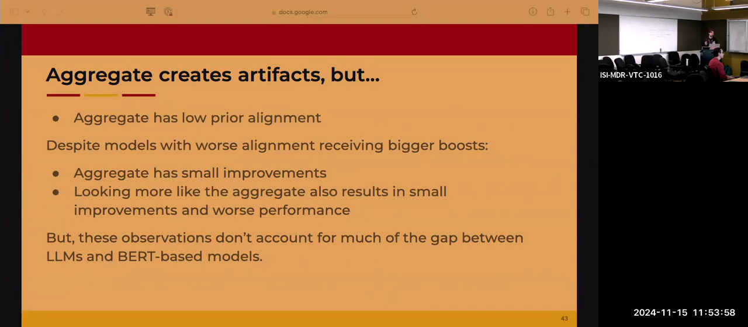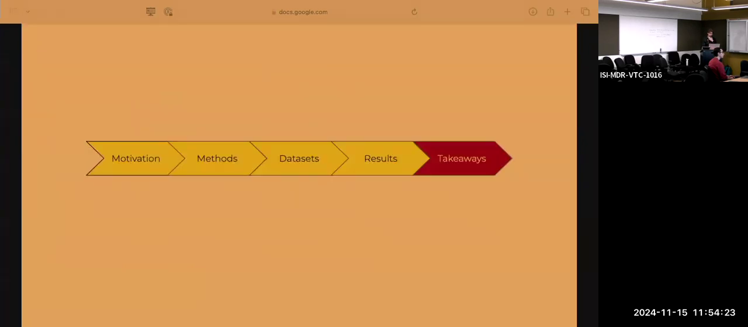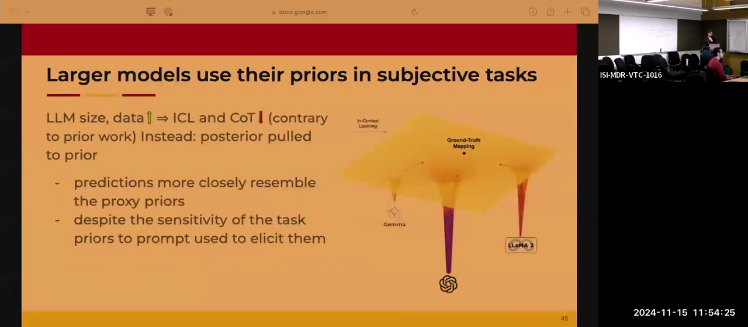But if you look more closely at the results that we have specifically in the paper, you find that these observations don't actually account for much of the gap between LLMs and BERT-based models, but account for a small percentage of the effects. So it looks like it's not a major confounding factor. It is one, but not a major confounding factor in looking at the pull of the priors on the posteriors for large language models.